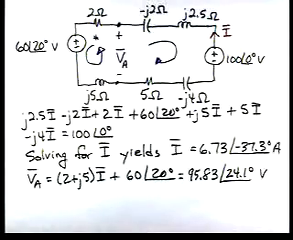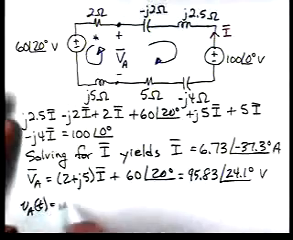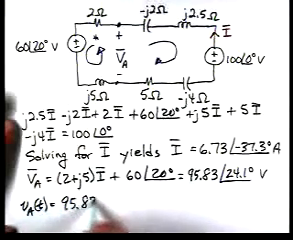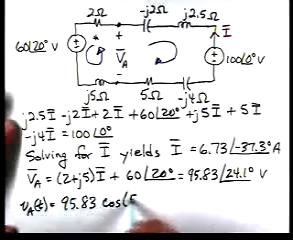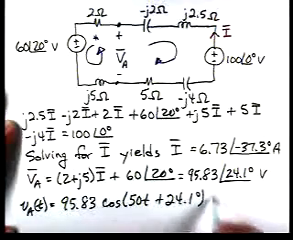Now for VA of t, we convert back to the time domain. The magnitude is 95.83 cosine 50t plus 24.1 degrees volts.